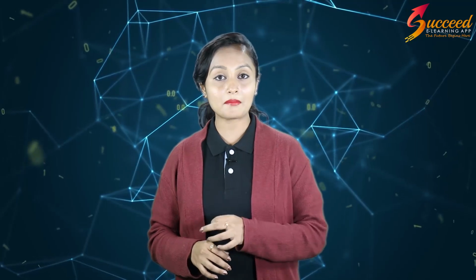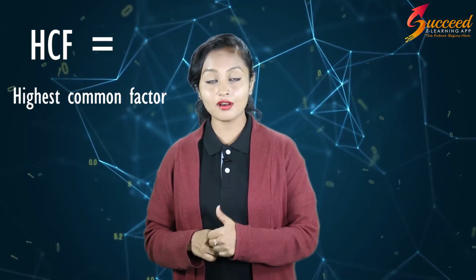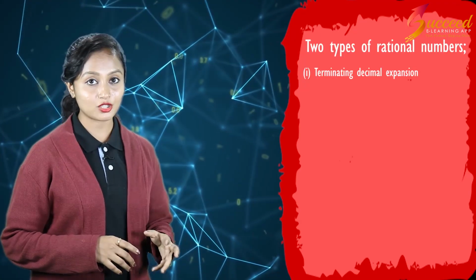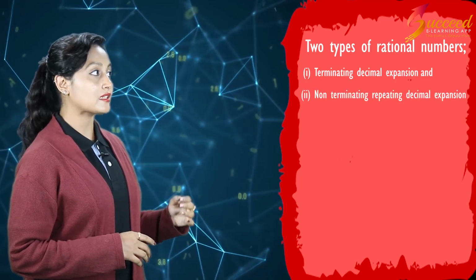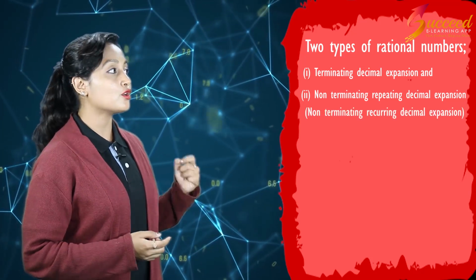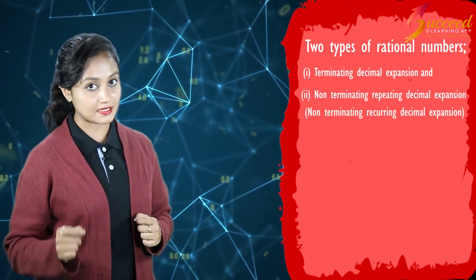So let us see how we are going to use Euclid's division lemma in Euclid's division algorithm. Before going to see what it actually states, let me tell you why we use this. We use this in order to find the HCF, which is highest common factor. In your previous classes, you have learnt about two different types of rational numbers. They are terminating decimal expansion and non-terminating repeating decimal expansion. This can also be called non-terminating recurring decimal expansion.